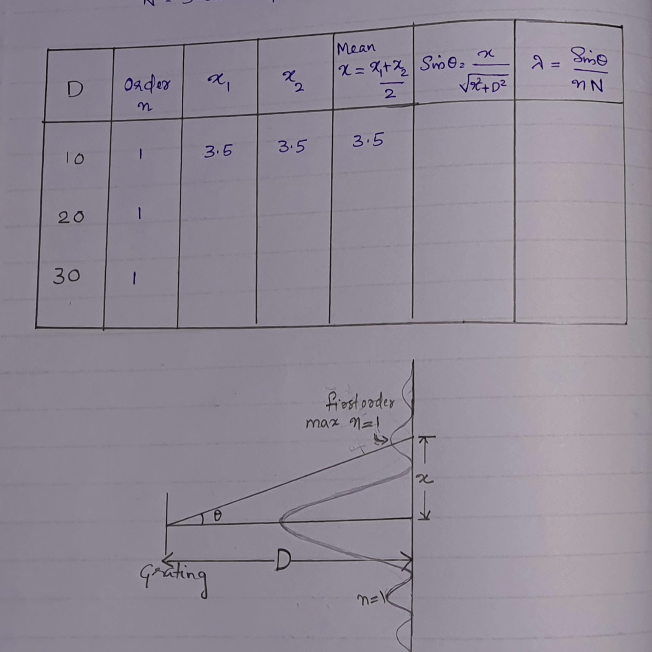So that is the last column of the tabular column, which is lambda is equal to sin theta by nN, where small n is equal to 1 because we are taking the value corresponding to the first order only, and the capital N is 5000 lines per centimeter, which is the number of lines per unit length on the grating. So here we are using a grating of N equal to 5000 lines per centimeter. So substituting the values, you get the wavelength of the helium neon laser or any given light source.